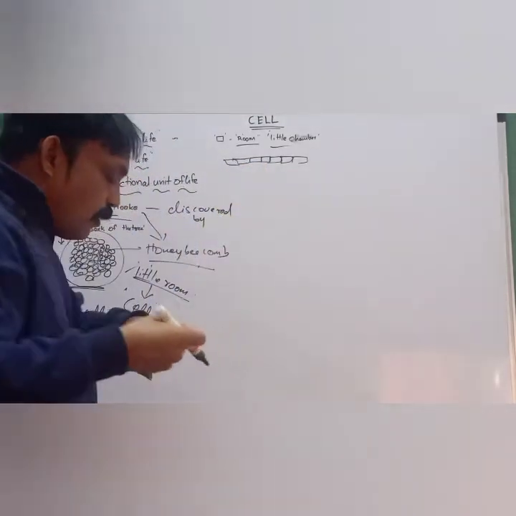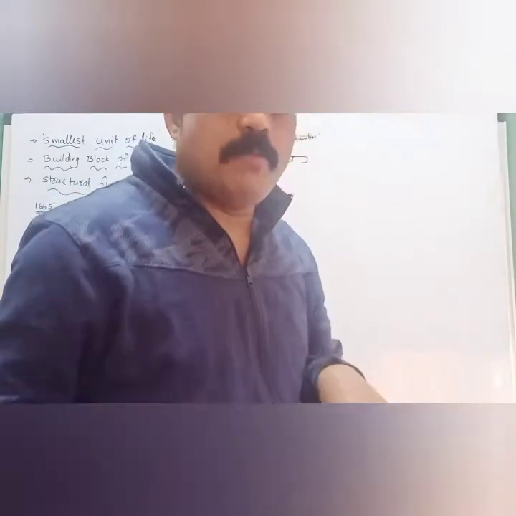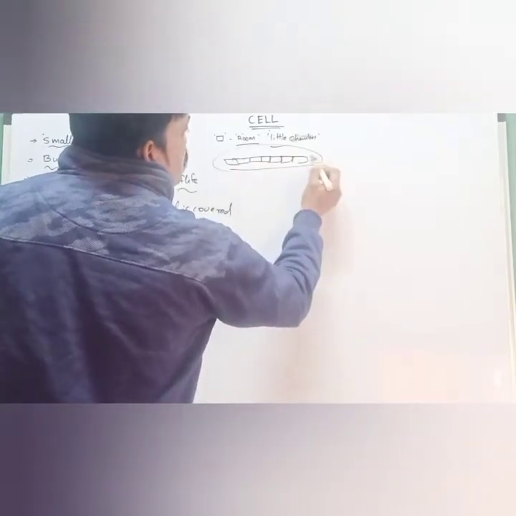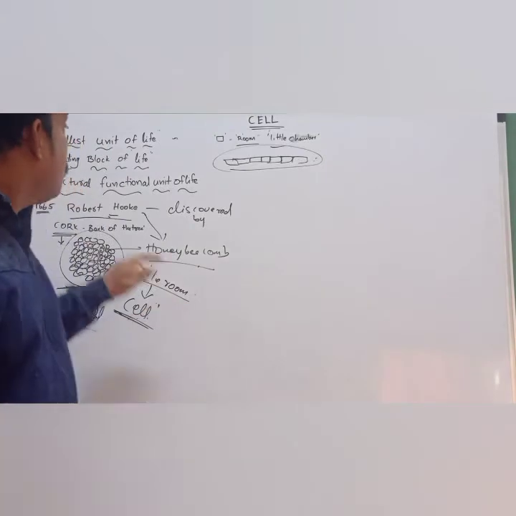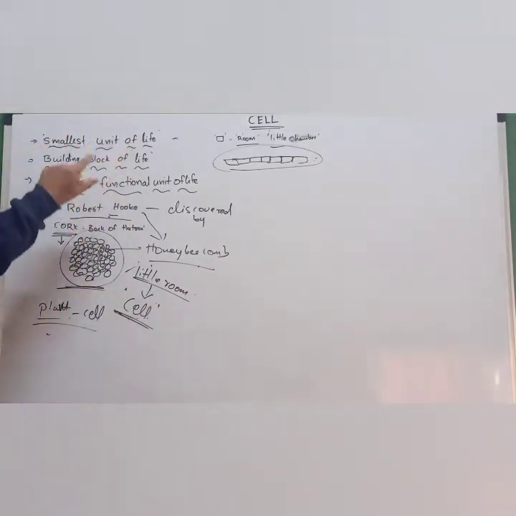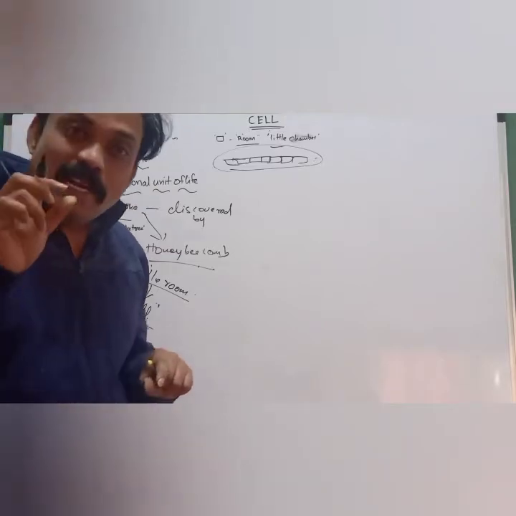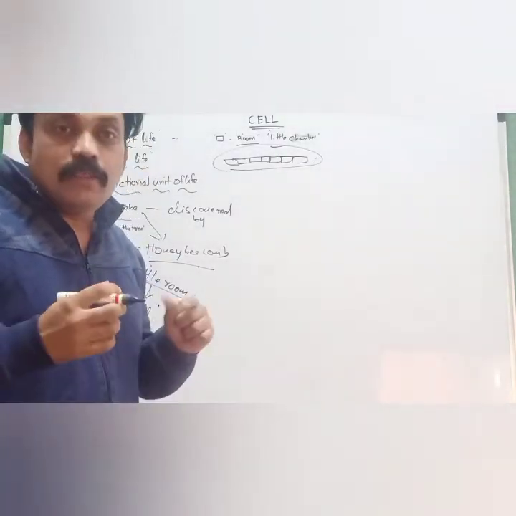That means our skin looks very soft, but if you keep it under the microscope, we will observe small room-like structures. That means even our skin is also made up of what? Cells. What is a cell? The smallest unit of life. The smallest room-like structure. The smallest parts in our body. Those are cells.